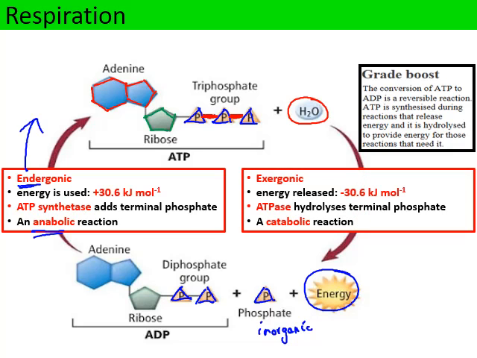Now, the reverse of that reaction can also occur, and that's where the ATP is hydrolyzed to ADP plus inorganic phosphate plus the release of energy. Now, that's exergonic because it releases energy, and the energy is 30.6 kilojoules per mole that gets released. Now, the enzyme that does this, or the catalytic activity, is called ATPase, and that will add the water to the high energy bond, releasing the inorganic phosphate. So we know that's a catabolic reaction.